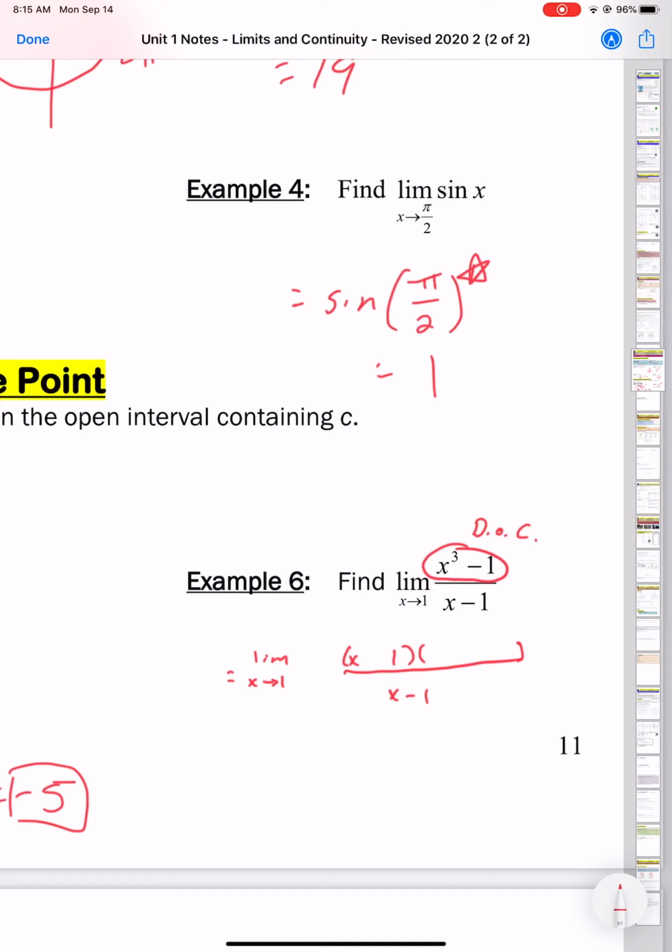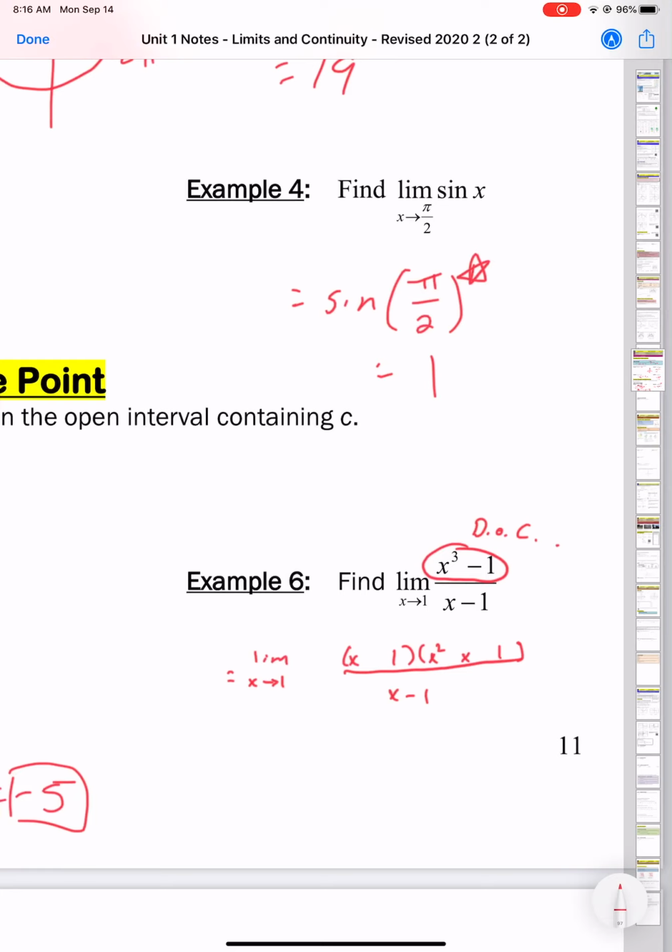So the binomial is just the 2 cube roots. The trinomial is the first cube root squared, then the product of the 2 cube roots, so x times 1, x, and then the second cube root squared. So 1 squared is still 1. The trinomial is the first one squared, the product of the 2, and then the second one squared.